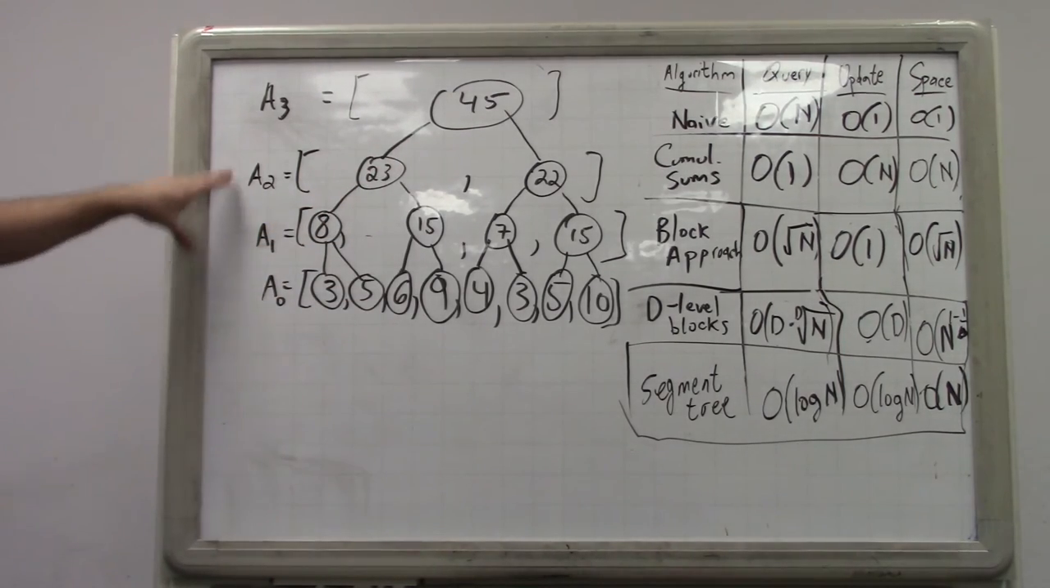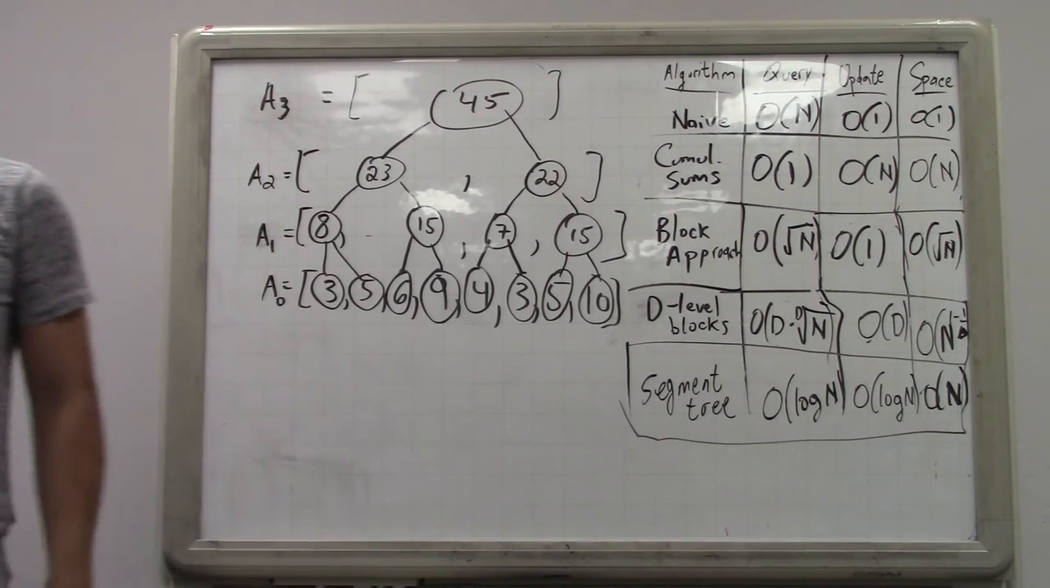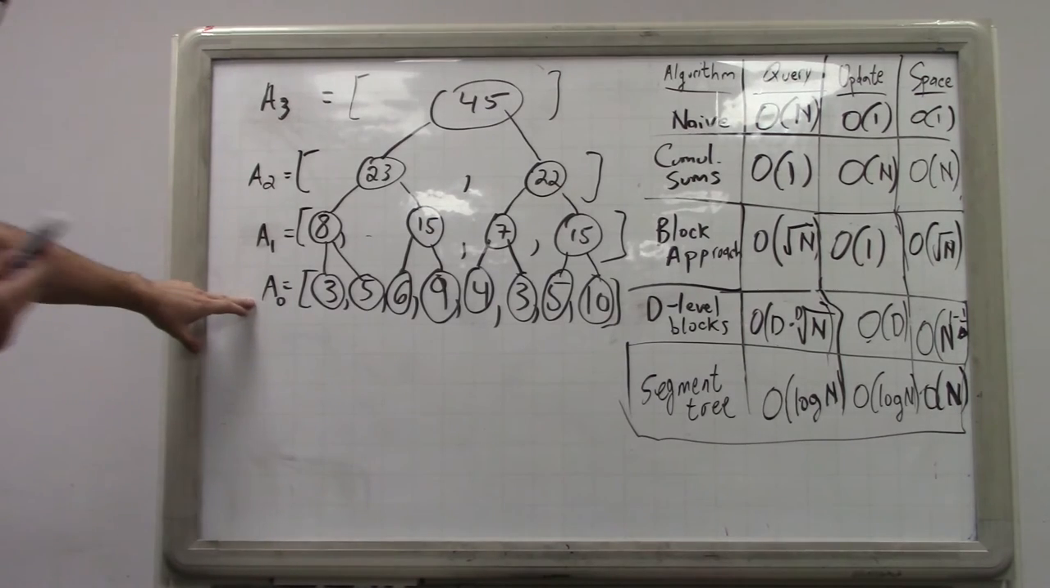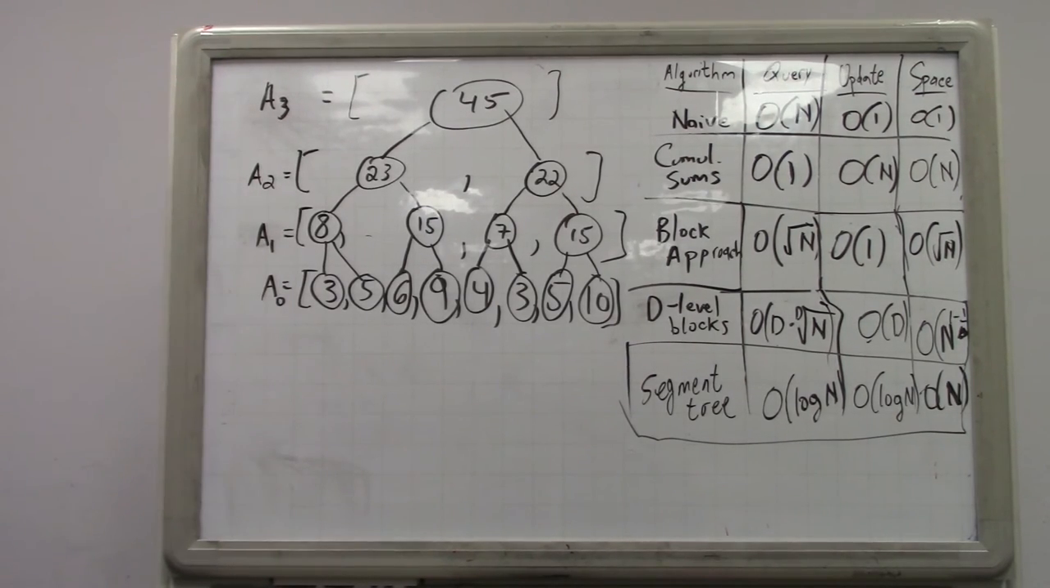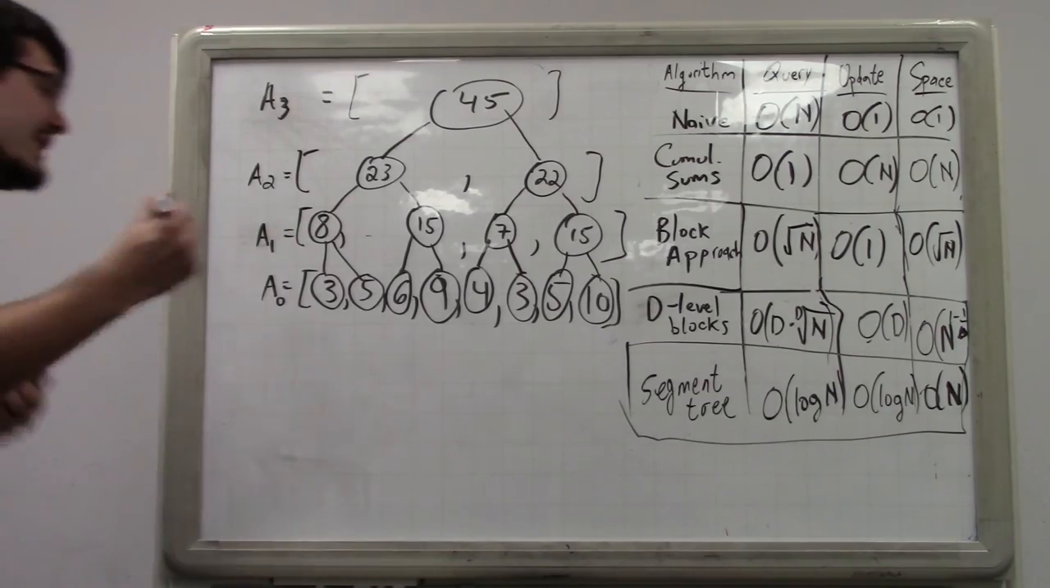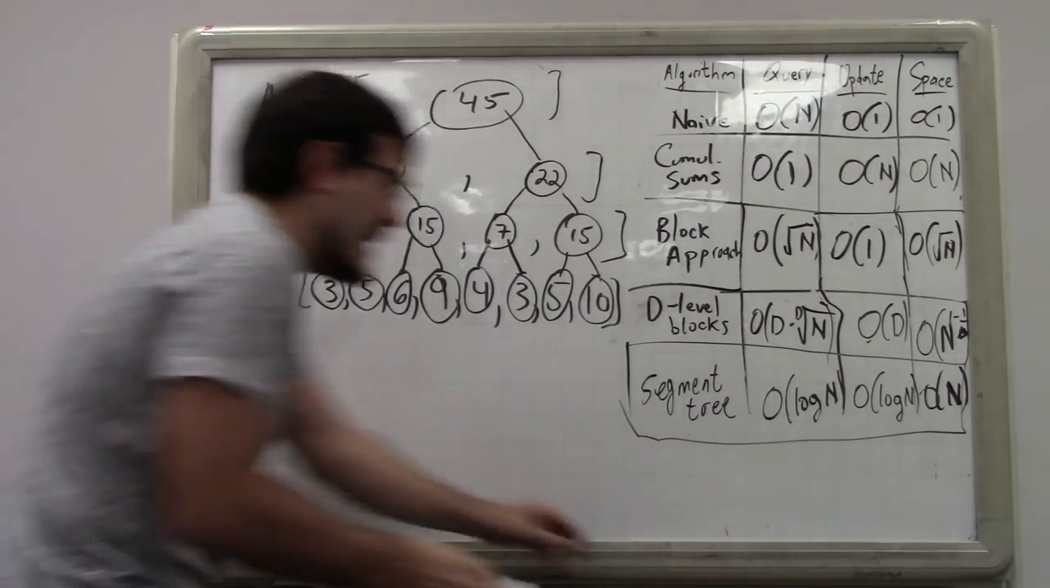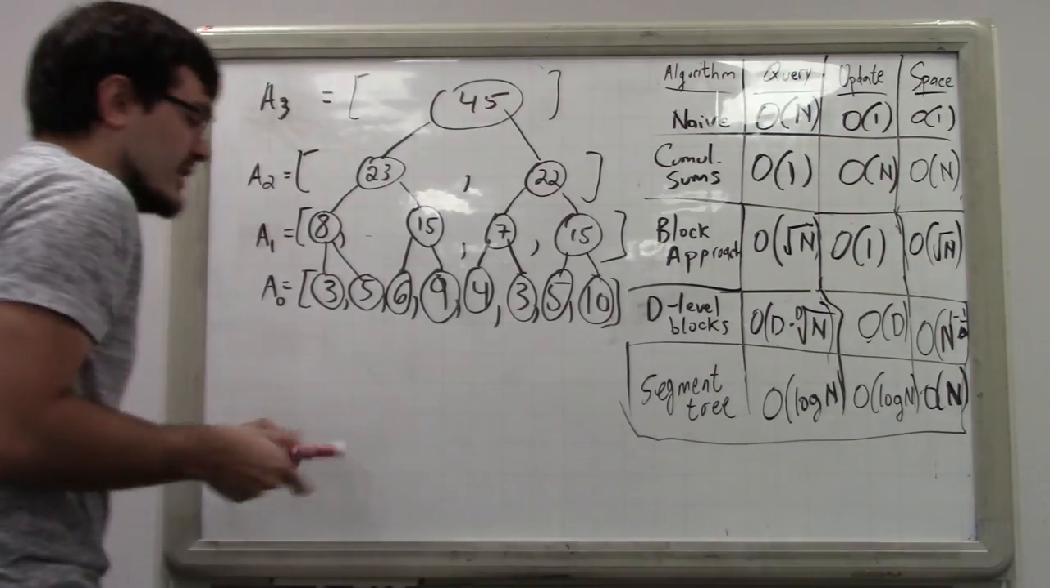So let's say we allocated these as separate arrays. So we basically have an array of arrays. There's some kind of ultra array that is holding these individual arrays. Now let's say I get a query. So let's see how I would satisfy the query.